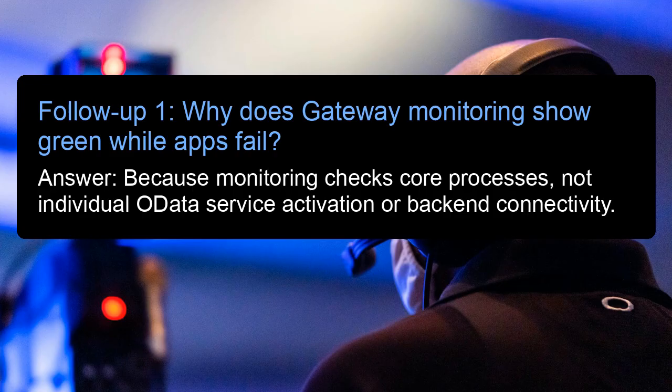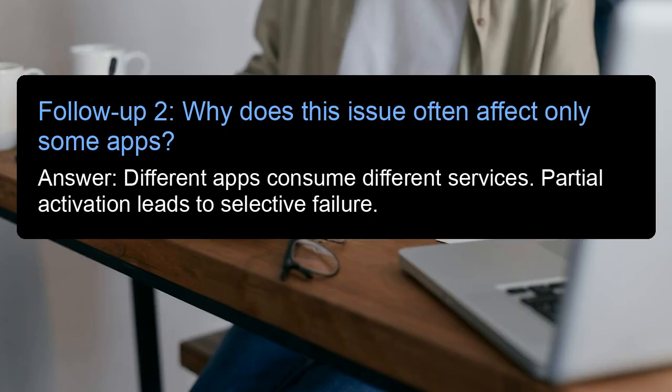Follow-up 1. Why does gateway monitoring show green while apps fail? Answer: because monitoring checks core processes, not individual OData service activation or backend connectivity. Follow-up 2. Why does this issue often affect only some apps? Answer: different apps consume different services. Partial activation leads to selective failure.